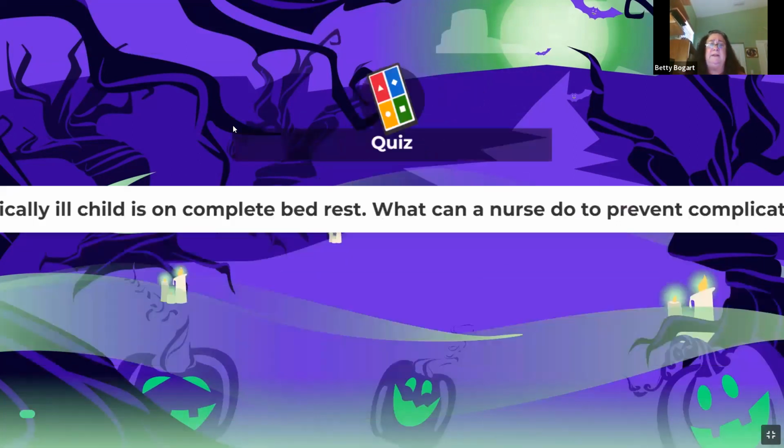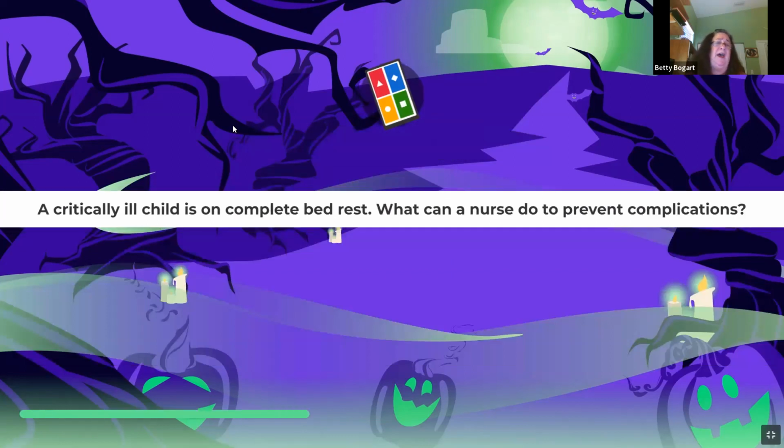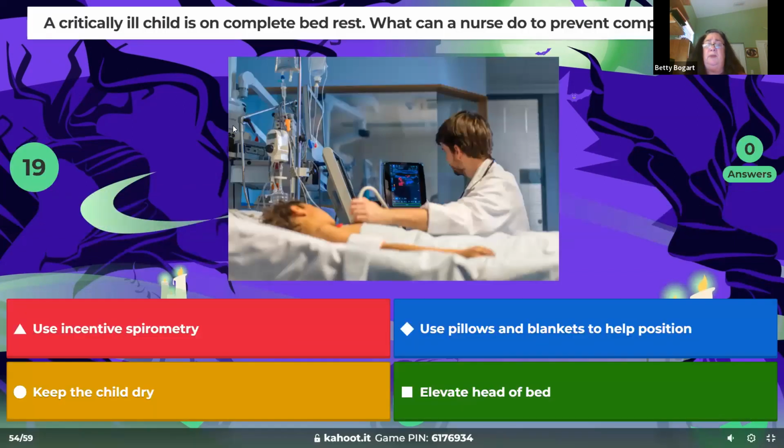A multi-select. A critically ill child is on complete bed rest. What can a nurse do to prevent complications? Doesn't matter, a child, an adult. There's all these things that we do in post-op care to prevent those issues of atelectasis of the lungs and blood clots and sores and all of these things, right?